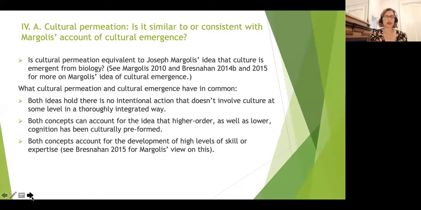What the two ideas have in common, so far as I can tell, cultural permeation and cultural emergence, is that there's no intentional action that doesn't involve culture at some level in a thoroughly integrated way. Both concepts can also account for the idea that higher order as well as lower cognition has been culturally preformed. Hutto, for example, and co-authors argue that, quote, human cognition is not only shaped by, but utterly permeated by pattern practices embedded in sociocultural contexts within which these practices grow and develop, close quote. Pattern practices, including dance practices such as learning and performing of intricate choreography, can range from the simple to the extremely complex, as I've mentioned.